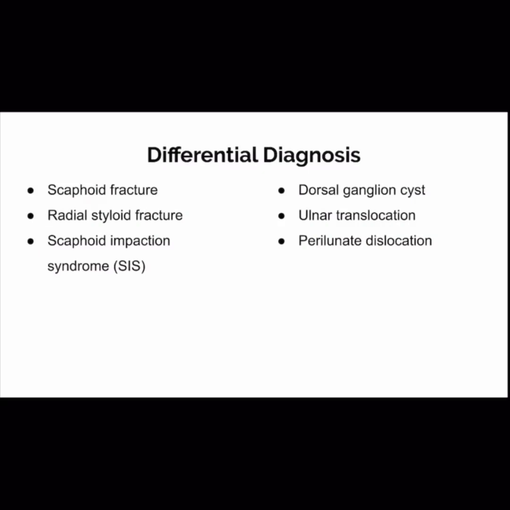Differential diagnosis includes scaphoid fracture, radial styloid fracture, scaphoid impaction syndrome, dorsal ganglion cyst, ulnar translocation, and perilunate dislocation.